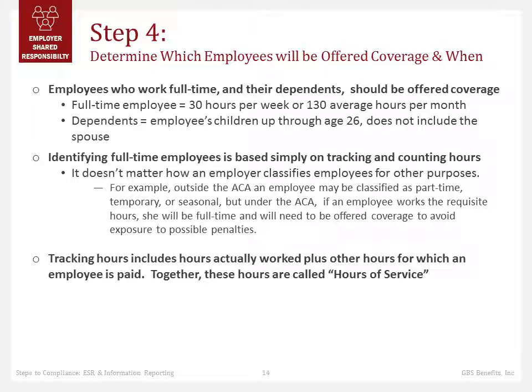Dependents, how is that defined? Who is it that you actually need to offer to? Who's a dependent? That is your employee's children up through age 26, and it does not include the spouse. Now, of course, you can offer coverage to the spouse, and many of you do. You're just not penalized for not offering to the spouse if you don't.